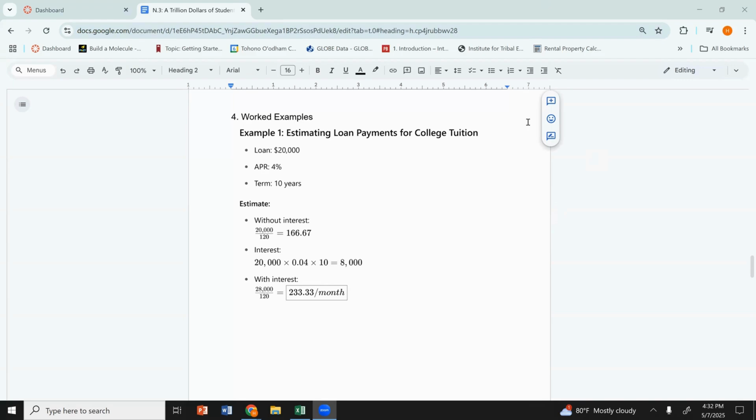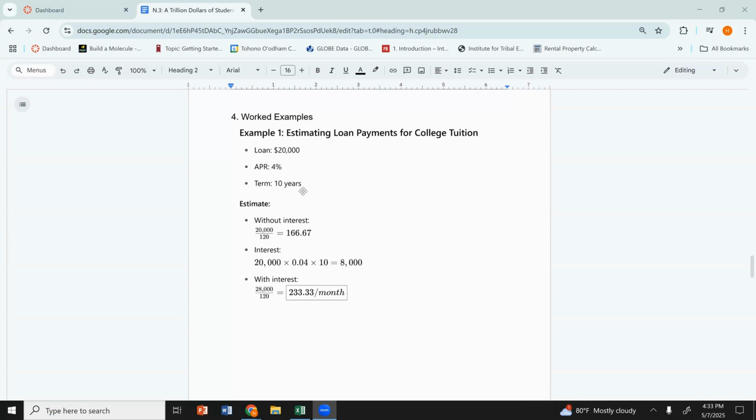So work example number 4, estimating loan payments for college tuition. This is a simple one. Let's say your loan is $20,000 and the interest rate is 4%, and the term, which is the length of time you need to pay this loan, is 10 years. How do we estimate this payment?